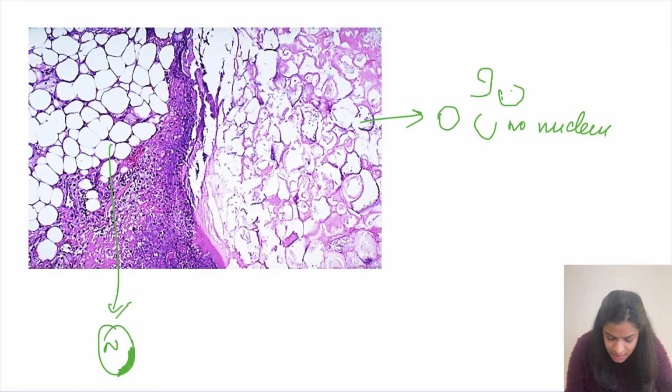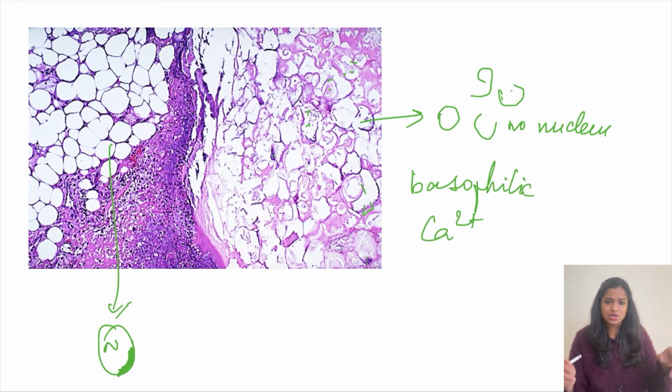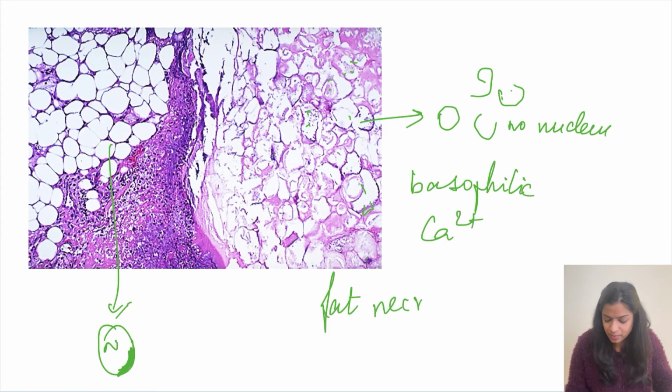And can you appreciate there is something blue in color, this basophilic material here and there, here again. So this basophilic material is nothing but calcium. Calcium always appears like a basophilic structure; a basophilic amorphous material is nothing but calcium in a histopathological slide. Okay, so these are the fat cells, along with that we are seeing calcium. So this is the characteristic image of a fat necrosis.